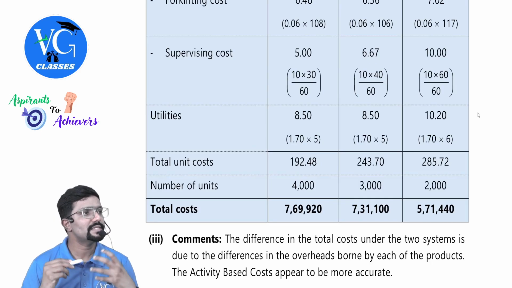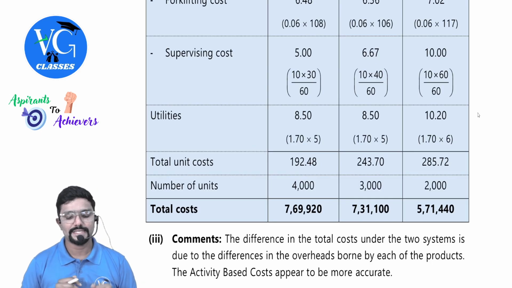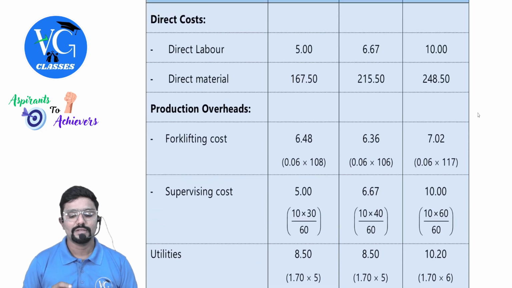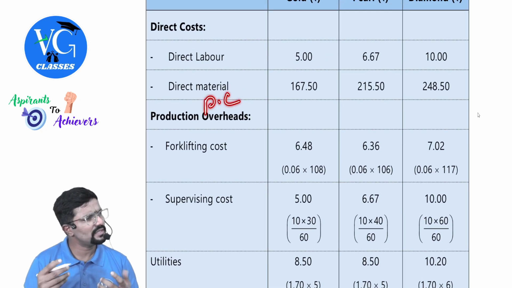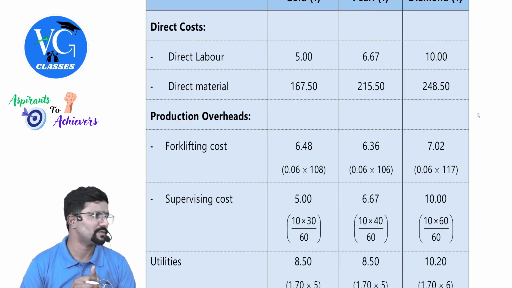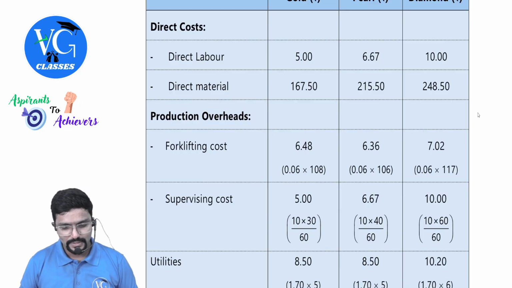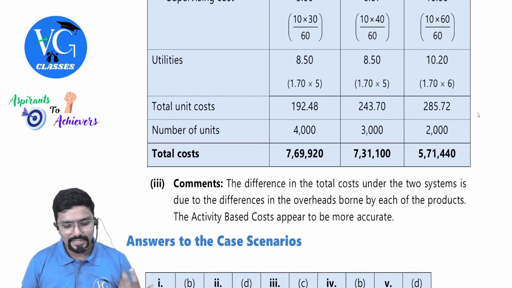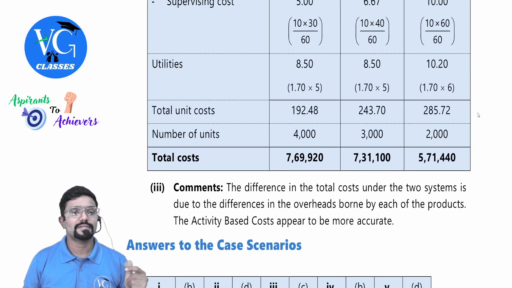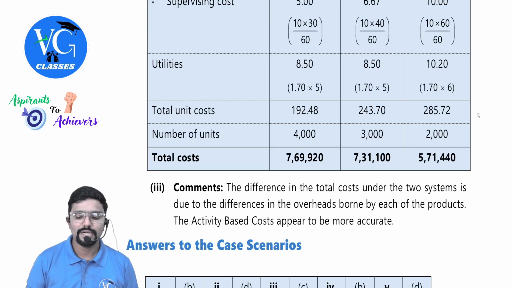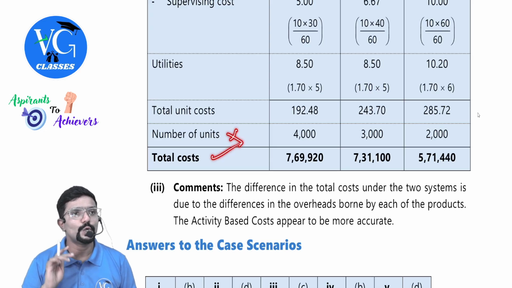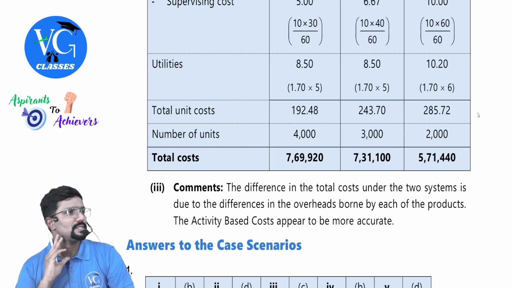Did we get utilities? Yes, sir. So the overhead part is done. Total unit cost now. Sir, can I show prime cost here? Yes, nothing wrong. You can show it separately also. So now prime cost plus the overhead cost will give us the total unit cost per unit. Multiply that with the number of units, you will get total cost.